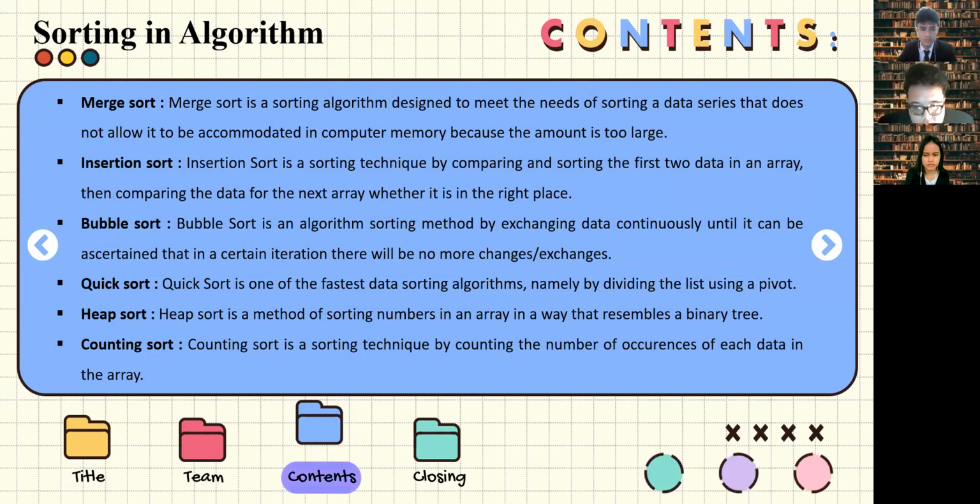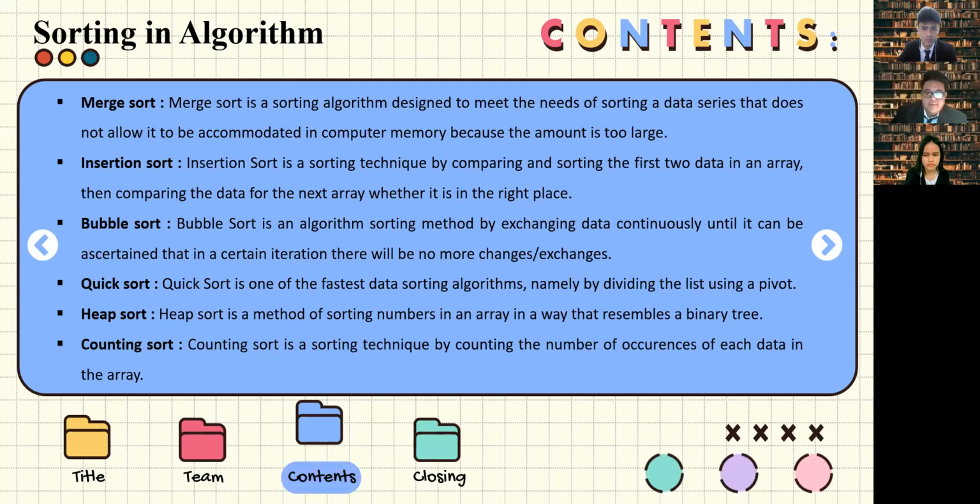Three, bubble sort. Bubble sort is a sorting method that exchanges data continuously until it can be ascertained that in a certain iteration there will be no more changes or exchanges. Four, quicksort is one of the fast data sorting algorithms, namely by dividing the list using a pivot.